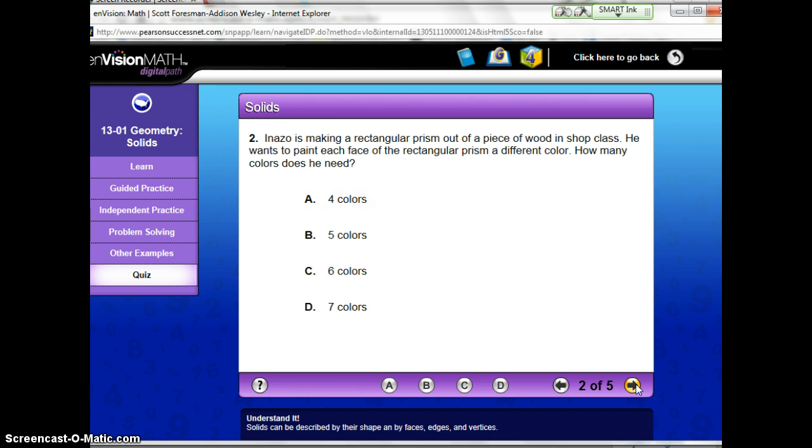Now, this kid's making a rectangular prism out of a piece of wood in shop class, and he wants to paint every single face a different color. So how many colors will he need for that? Alexa says 6 different colors. Is that right? 6 different colors? Absolutely.